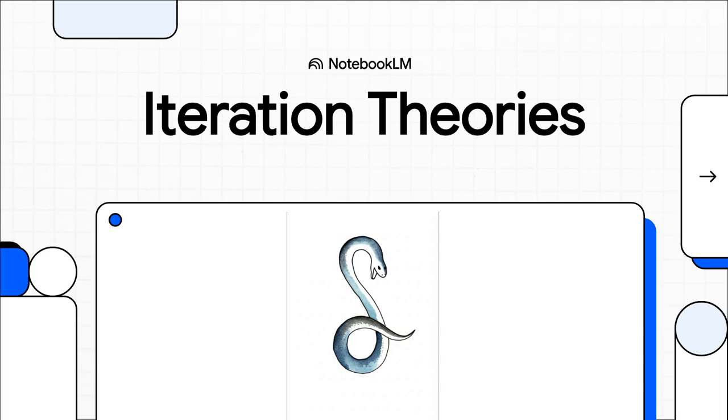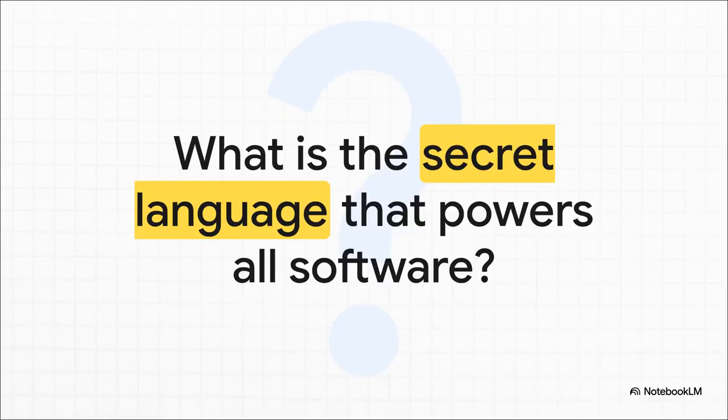Have you ever stopped to think about why a for loop works pretty much the same way no matter what programming language you're using? It's not a coincidence. It's because under all that syntax, there's this deep, fundamental architecture. And today, we're going to dive into that hidden world, the really elegant math that makes all of our software possible. So what is this secret language that every piece of software seems to speak?